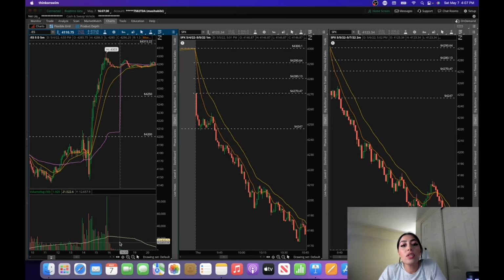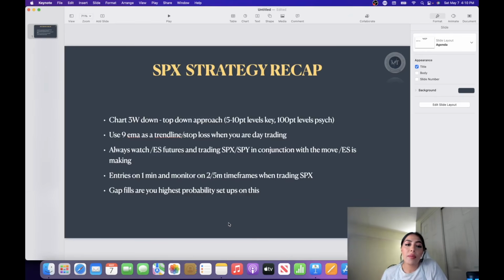So those are the two highest probability setups that I take on SPX. It's the gap or wick fills on SPX, high of day, low of day breaks, and then, 3 strategies. If ES is breaking out of a psych level, I like to see if it has room to the upside or downside. If it does, I like to potentially day trade SPX, depending on the movement with the overall market and futures.